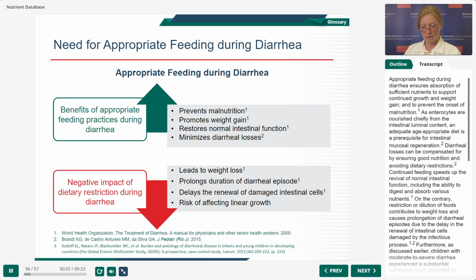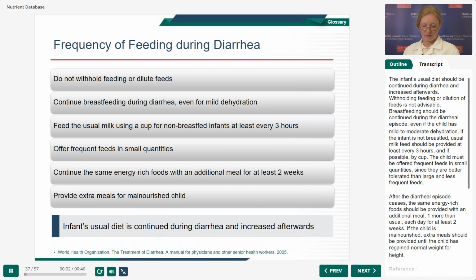Appropriate feeding during diarrhea is important to prevent malnutrition and to promote weight gain, and we know that diet restriction has the opposite effect. You lose weight, you have worsened diarrhea, and you may have problems with height. So let's revisit again the frequency of feeding during diarrhea. Remember, no withholding feeds. You want to give small amounts at a time, but frequently.